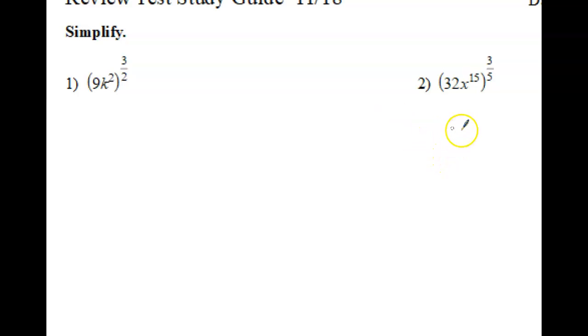Alright, so the first thing that we're going to do is start by changing this into radical form. When we do that, we're going to put the denominator of the fractional power there, and then we're going to put the numerator portion out here. Everything else that's in the parentheses is just going to go right inside of the radical there.